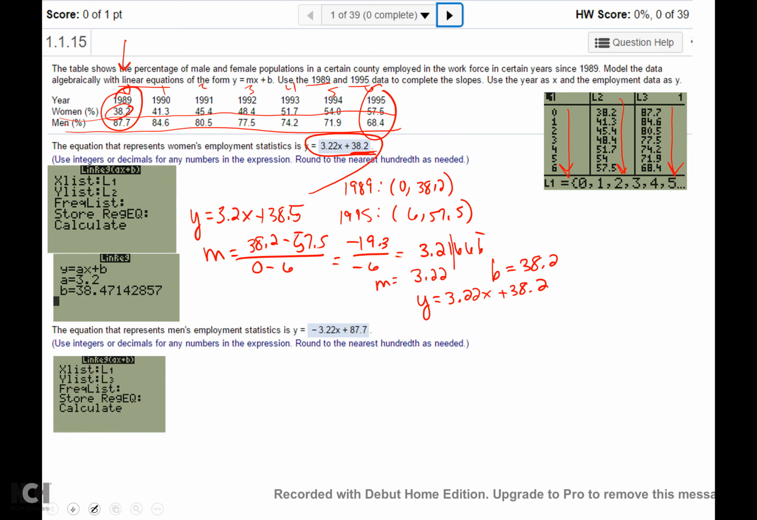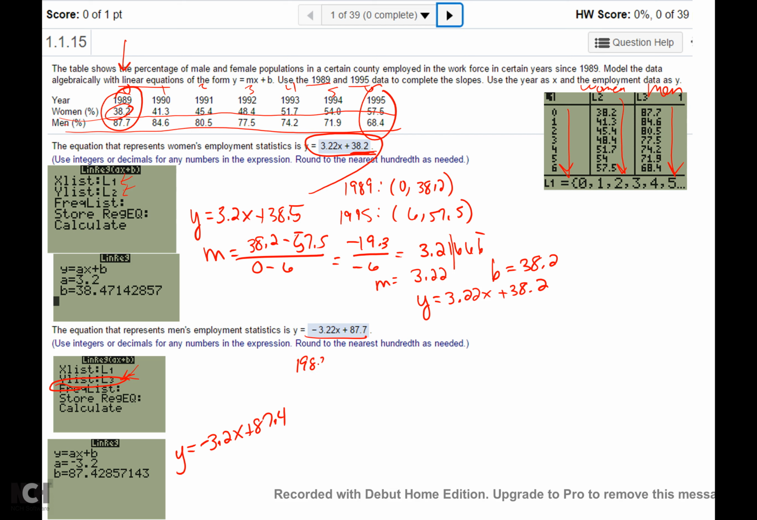When I did the men, I did linear regression again, but now for my y-list, I had to pick L3. Make sure when you're doing a double stat problem, see how when I did my linear regression for the women, it took my x coordinates from L1 and my y coordinates from L2 because that's where I typed in the women data. When I do it again for the men, I've got to make sure they're pulling the y's from the L3 list because that's where the men data is. So make sure you do that. And then if I get my linear regression, I get negative 3.2x plus 87.4 from my calculator. And you can see that we're a little bit off because, again, they wanted us to do that by hand.